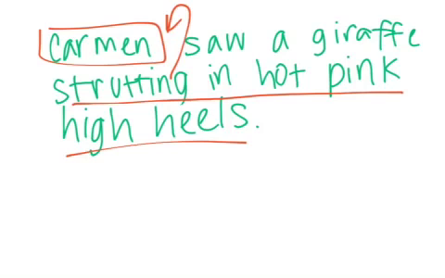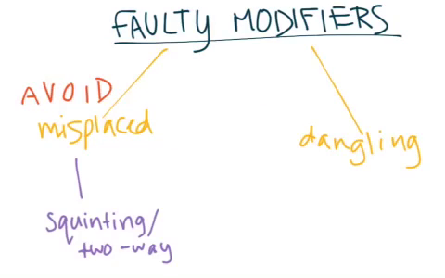Awesome. Okay, there is one specific type of misplaced modifier called a squinting modifier. A squinting modifier is a modifier that is misplaced in such a way that it seems to modify either of two words. It is also called by the name of two-way modifier.